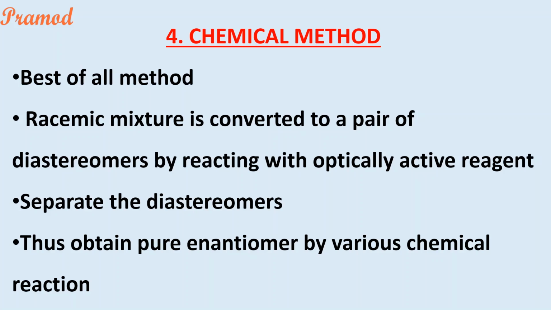So what you do is convert your racemic mixture into diastereomers by reacting with an optically active reagent. Then you separate the diastereomers formed because of the difference in their physical properties. Use any distillation or crystallization method to separate the two diastereomers, and then again reobtain your enantiomers by using various chemical reactions.